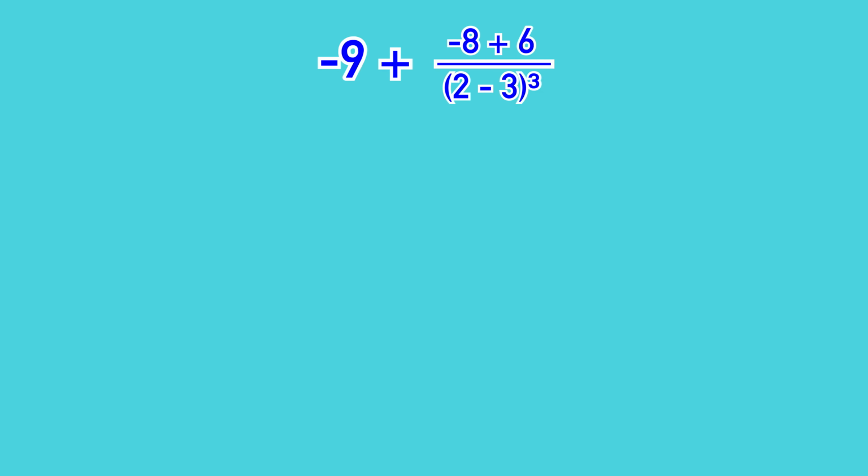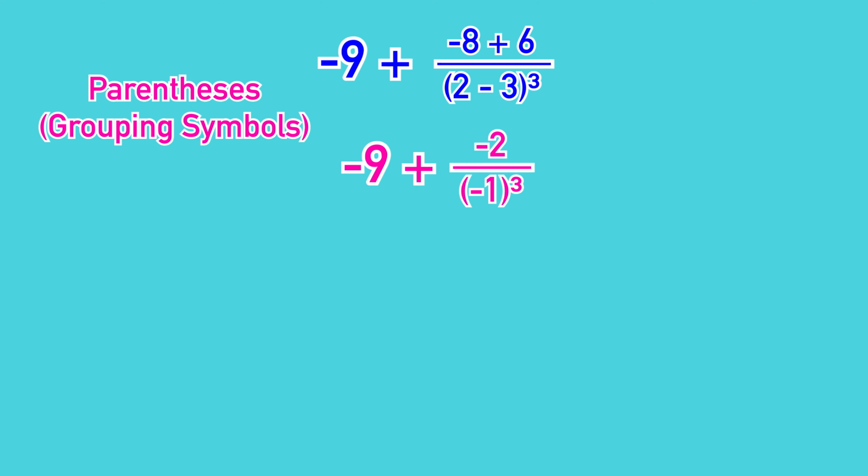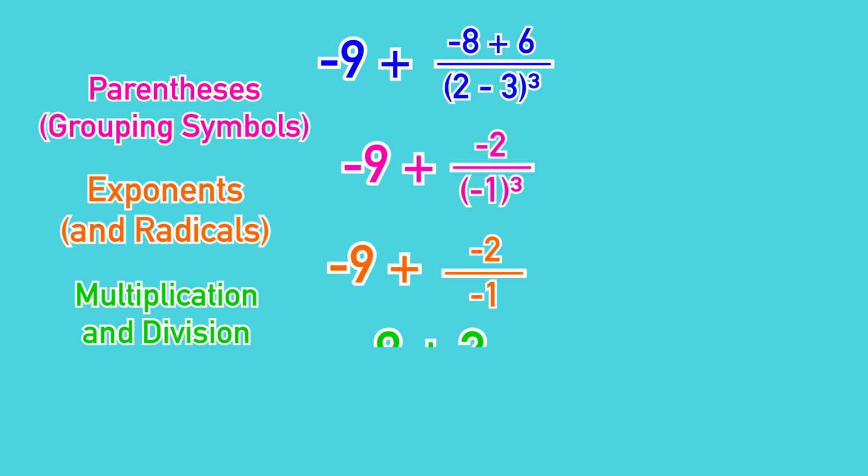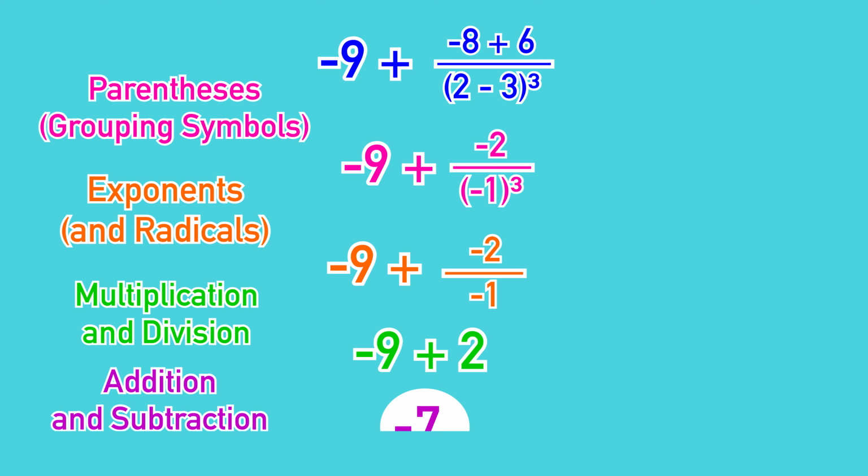So when you type in -9 plus the quotient of the sum of -8 and 6 and the third power of the difference of 2 and 3 into your calculator, it starts by simplifying the numerator and denominator of the fraction. The denominator is then cubed, followed by simplifying the fraction using division. Lastly, we combine the remaining terms to get a result of -7.